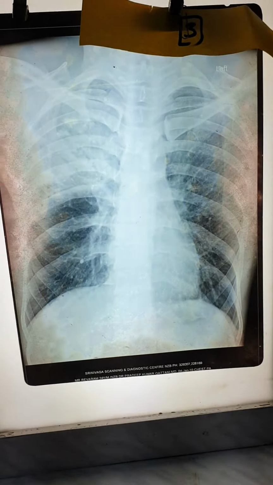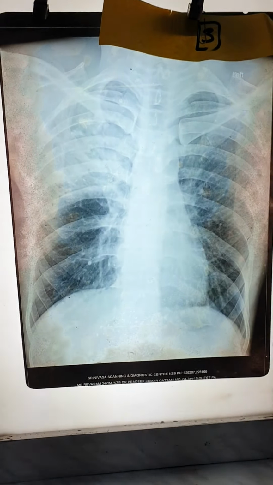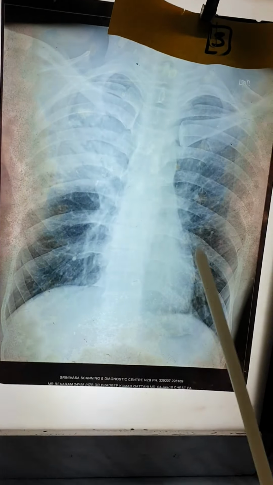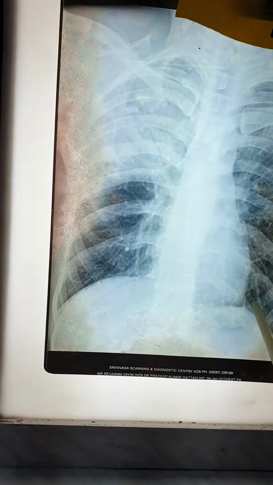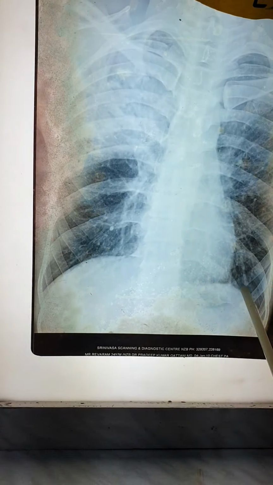Now chest X-ray 3. Let's have chest X-ray 3. So we'll discuss this chest X-ray 3. Yes. What you see is the cardiac shadow is absolutely normal, the trachea normal, all clearly normal. The left lung is absolutely normal, the CP angle is normal, everything is normal.